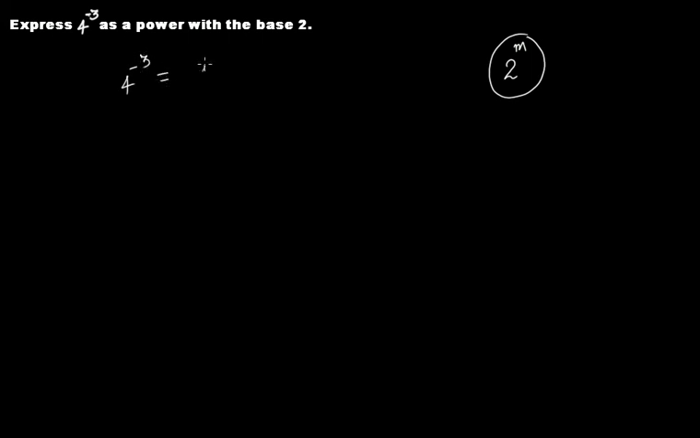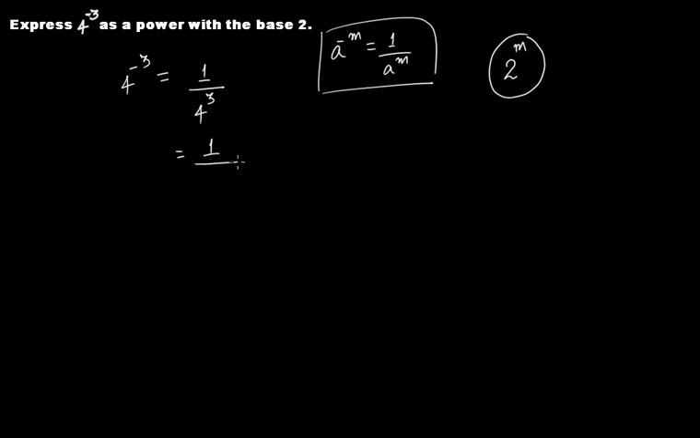This can be written as 1 by 4 raised to the power of 3. Why? Because a raised to the power of minus m is equal to 1 divided by a raised to the power of m. So from here, this 4 can be written as 2 multiplied by 2, that is 2 squared. So 2 squared, and this whole is raised to the power of 3 already here, right? Now this is 1 divided by 2 raised to the power of 2 multiplied by 3.